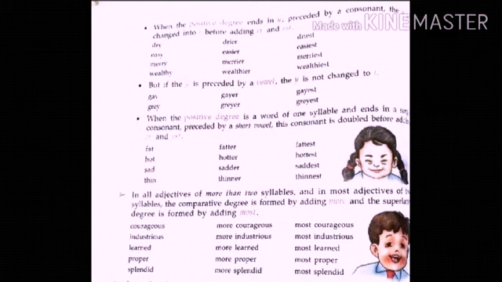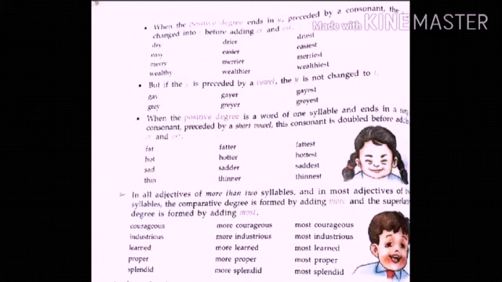For example, dry. Here Y is given, so if we convert it into the comparative, drier, Y changes into I, and after that we put ER. And in the superlative, driest, in place of Y we use I, and after that put EST. Second example, easy, easier, easiest.